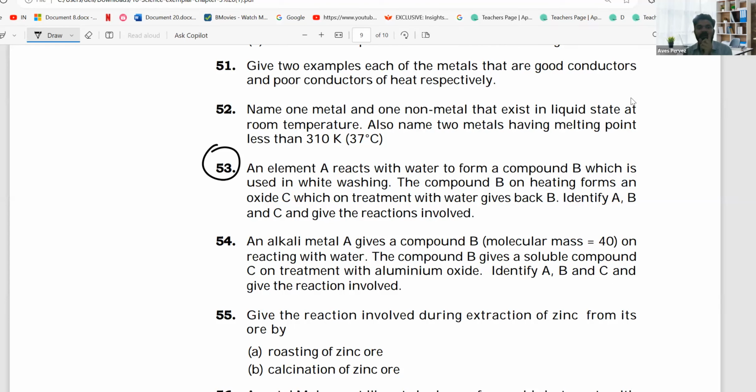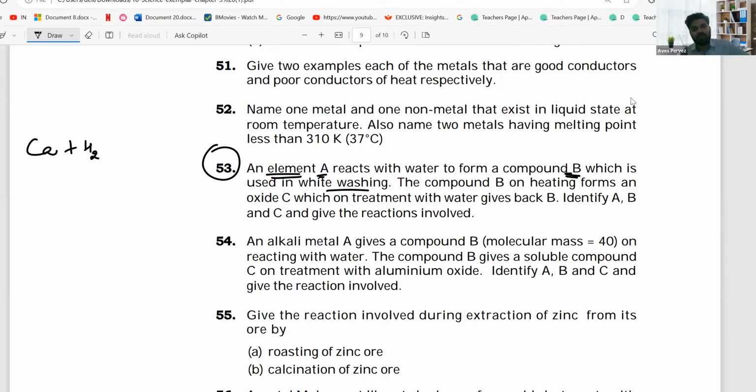53. It is talking about an element. So the element can be calcium, carbon or something, but it is an element, not a compound. So A is an element that reacts with water to form a compound B, which is used in whitewashing. Which element is it? Sir, I guess it's calcium. What is A? A should be calcium, because it is talking about an element.